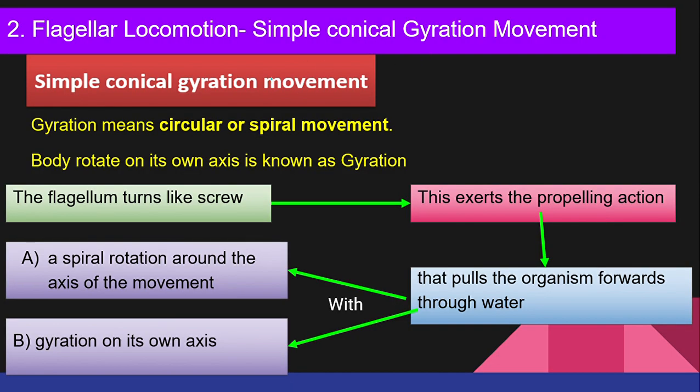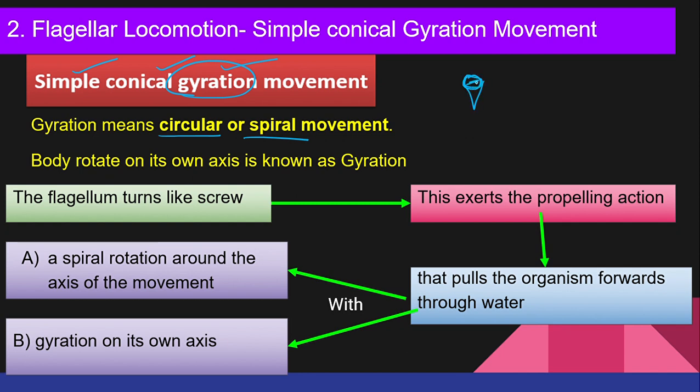Okay. Now the third one, the last one, simple conical gyration. You know the meaning of simple, you know the meaning of conical, that is a cone shape, and gyration. What is the meaning of gyration, class? Gyration is nothing but the circular or spiral movement. It works like a screw. All of you, I think you must have seen a screw.